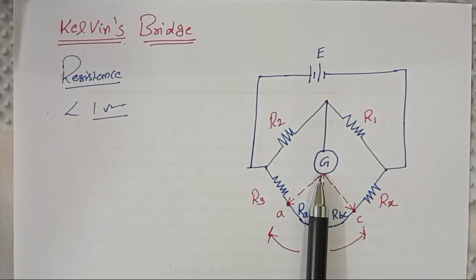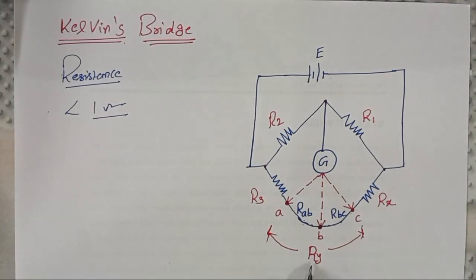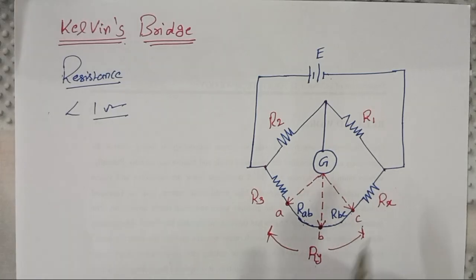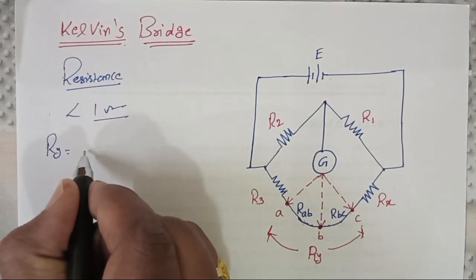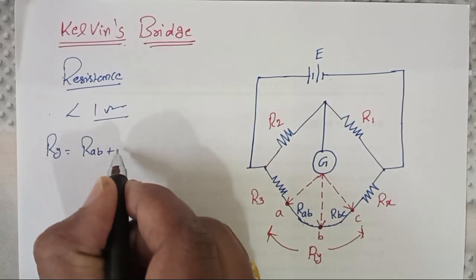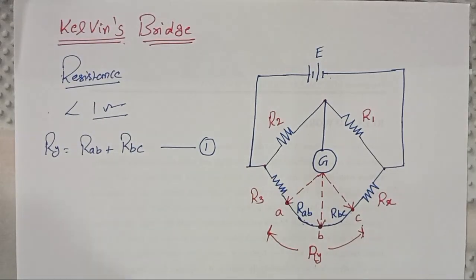These are the lead resistances. And one more point: Ry is the resistance between A and C. So Ry is equal to RAB plus RBC. Let it be equation number 1.